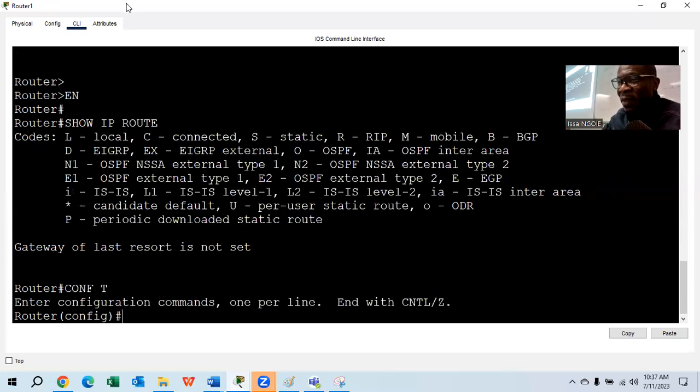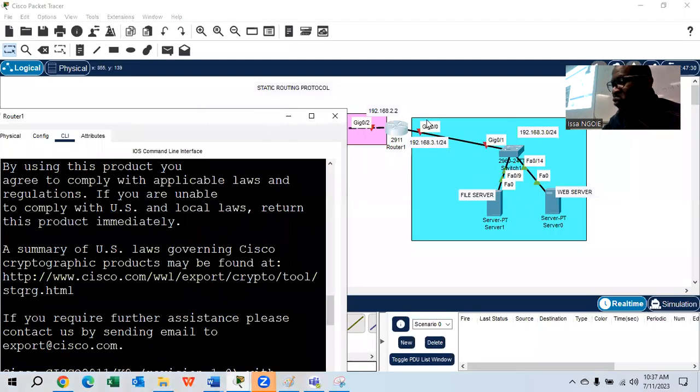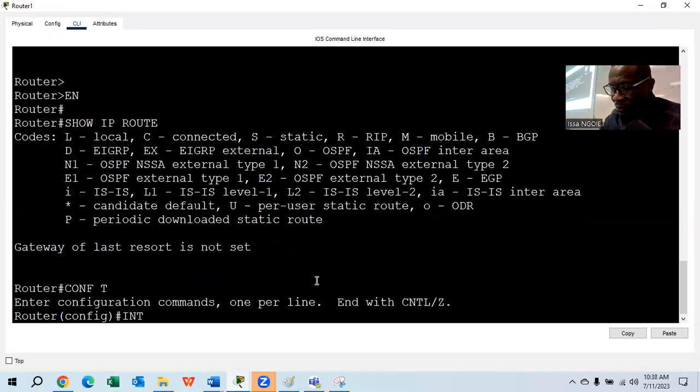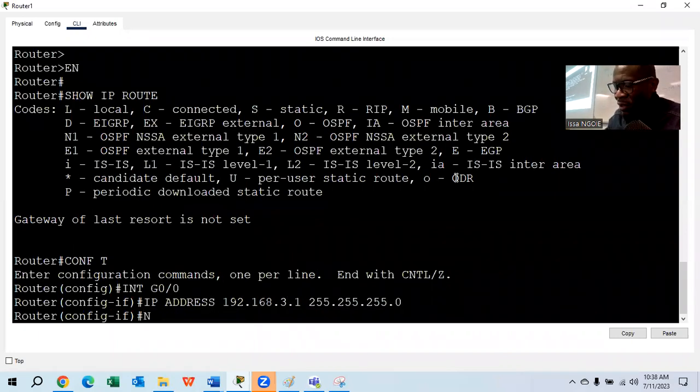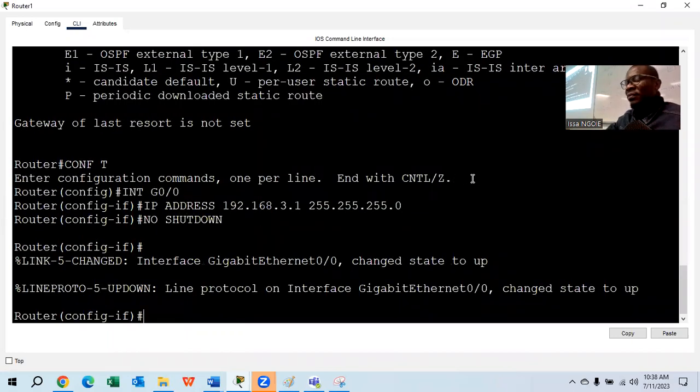Conf T. What we're gonna do now is assign an IP address to this interface, gigabit 0/0. Interface gigabit 0/0, IP address 192.168.3.1, let me check. Okay, .3.1, 255.255.255.0. No shutdown. We brought it up.